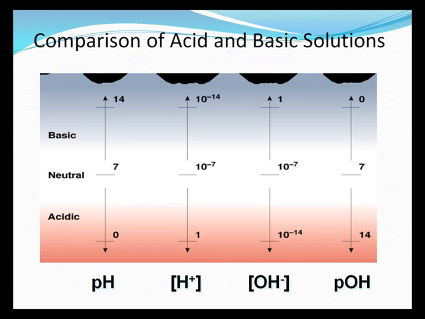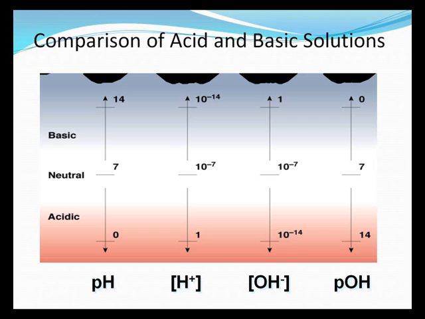When you compare acid and base solutions from the standpoint of pH, if it is below 7, it's acidic. If it's above 7, it's basic. The opposite is true for the pOH in the far column. If it is basic, the pOH is less than 7, and the pOH is greater than 7 when it's acidic. Likewise, in an acidic solution, the H plus concentration is above 10 to the negative 7. When it's basic, it's below 10 to the negative 7.